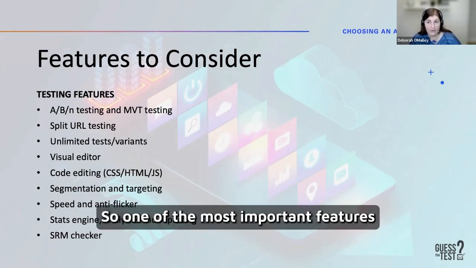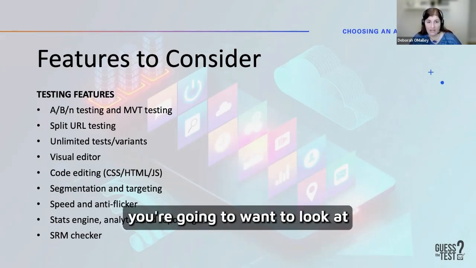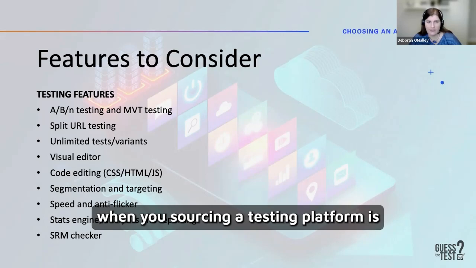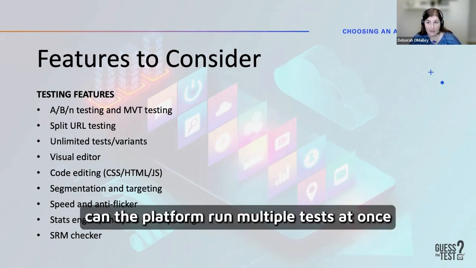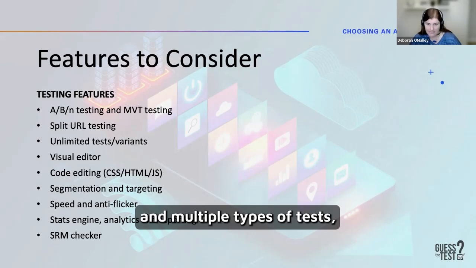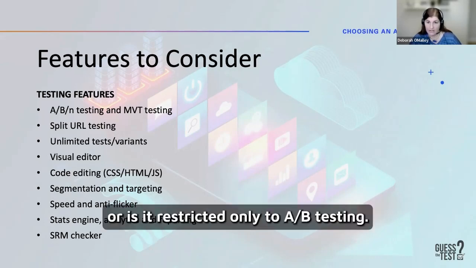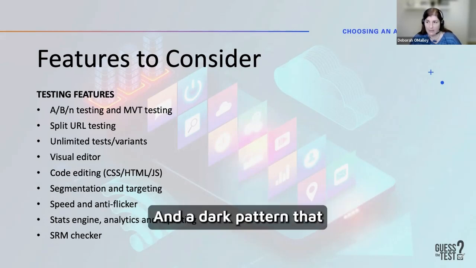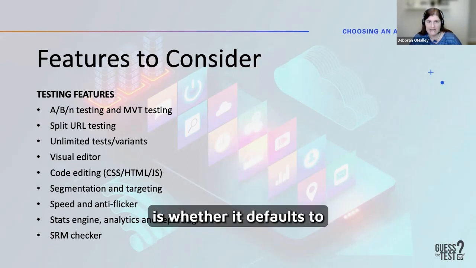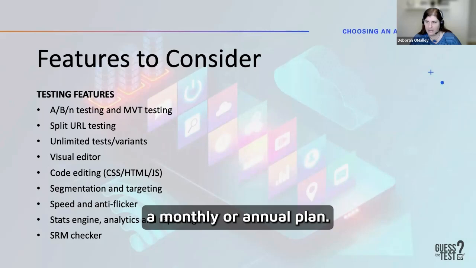So one of the most important features you're going to want to look at when you're sourcing a testing platform is, can the platform run multiple tests at once and multiple types of tests? Or is it restricted only to A/B testing? And a dark pattern that you're going to want to avoid when you're trying to answer this question is whether it defaults to a monthly or annual plan.